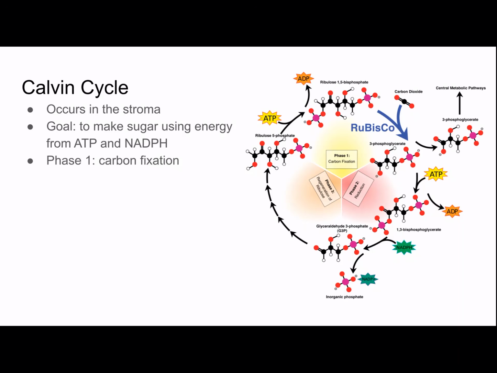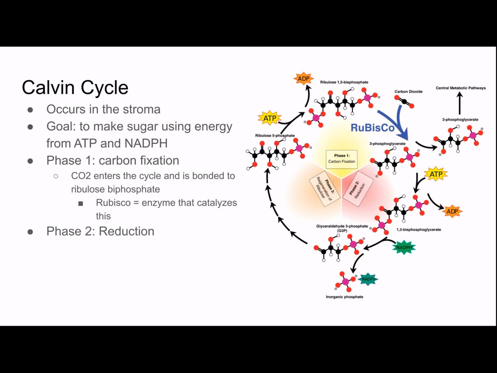Carbon fixation, which is where the carbon dioxide molecule enters the cycle and will be bonded to ribulose bisphosphate. Rubisco is the enzyme that catalyzes this, and Rubisco is an important, I don't want to say popular, but a very common enzyme.